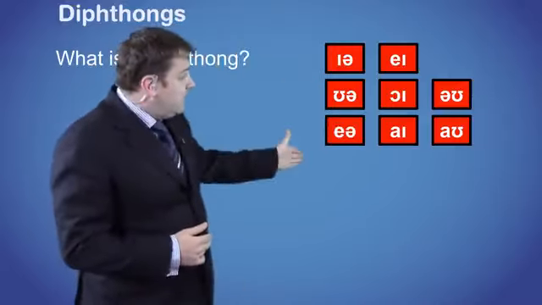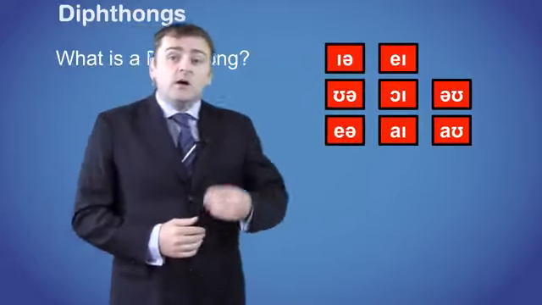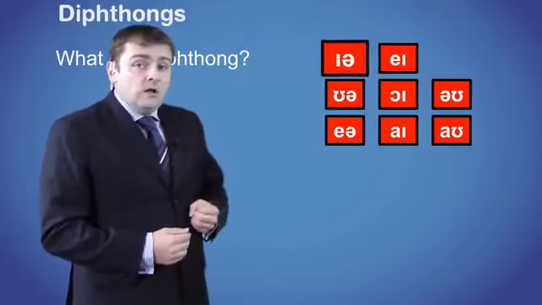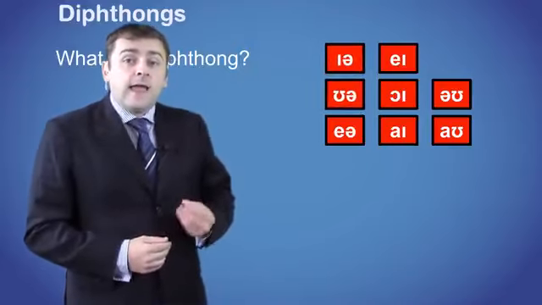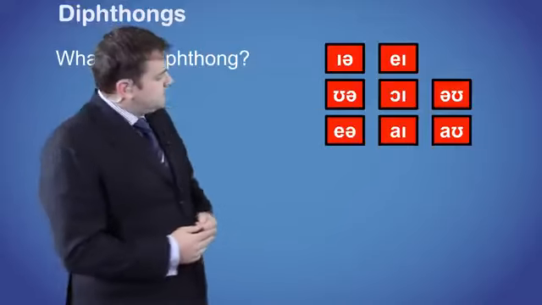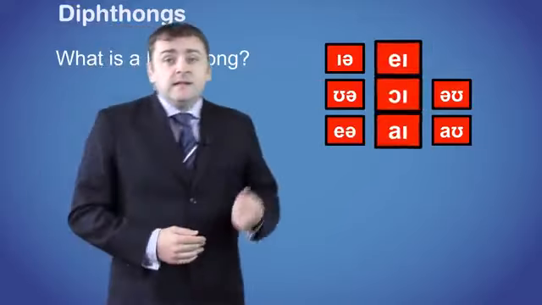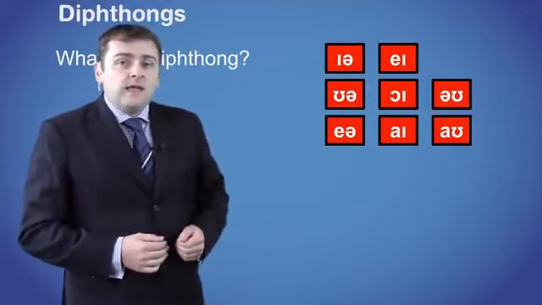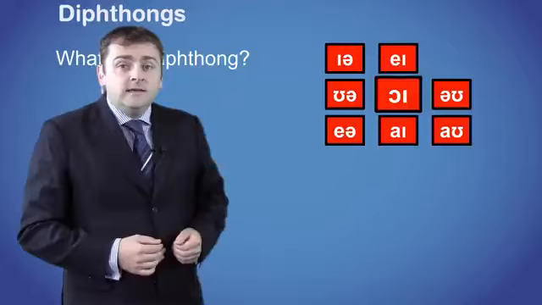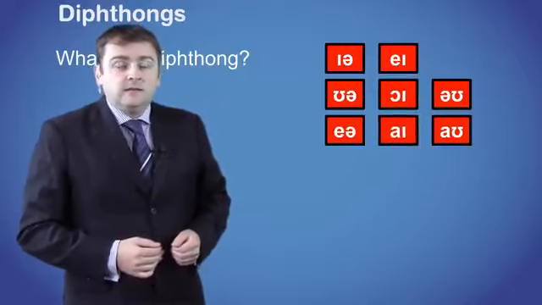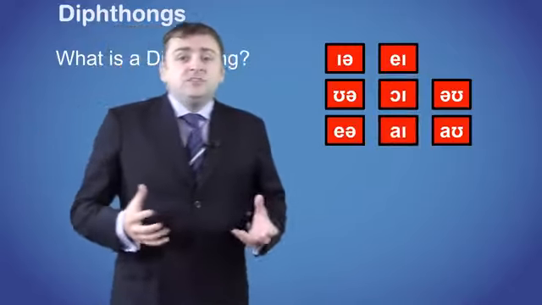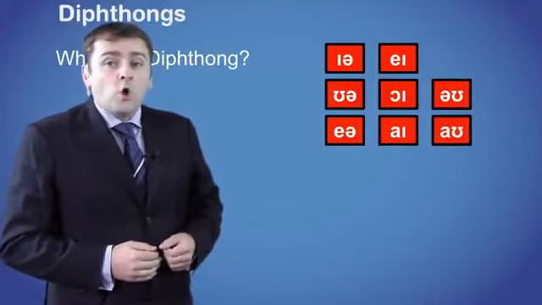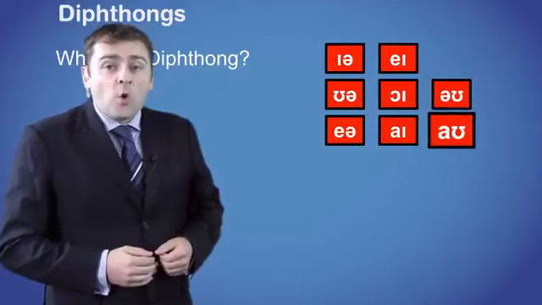In the first column, each sound ends with a schwa sound. Ear, ua, and air. In the second column, each sound ends with an e sound. A, oi, and I. And in the third column, each sound ends with a u sound. O and ow.